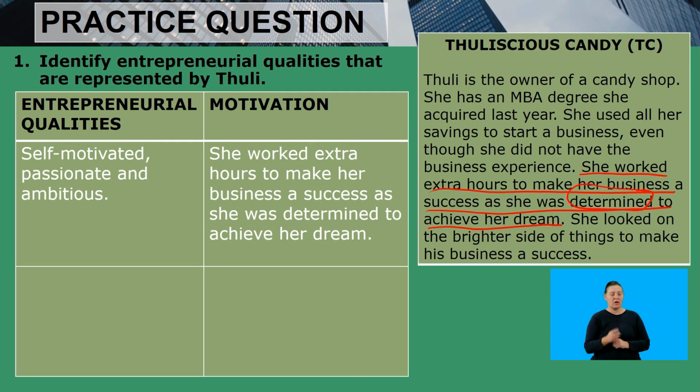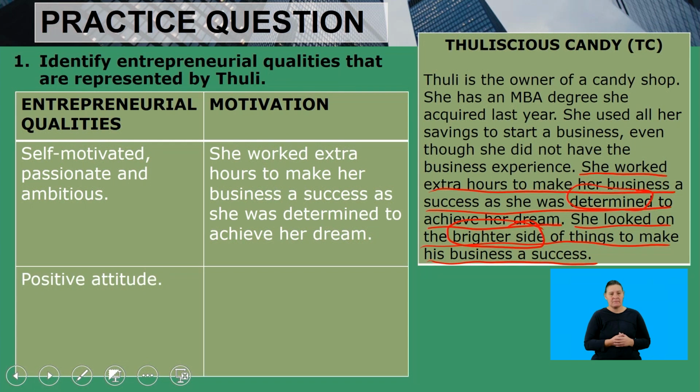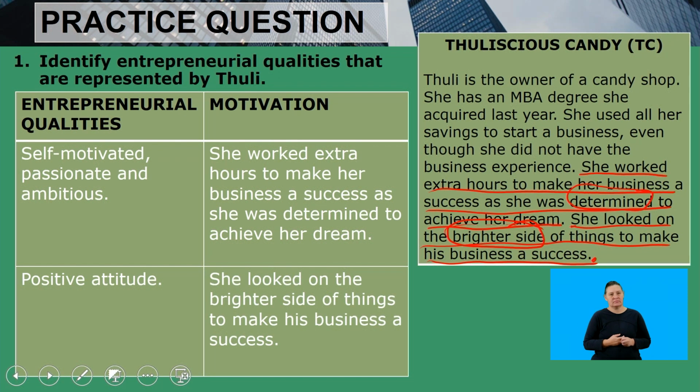Now, let's move on. The last sentence says, she looked on the brighter side of things to make her business a success. So obviously, this looking at the brighter side of things simply shows us that Tuli was optimistic. So the entrepreneurial quality there would be a positive attitude. Why are we saying that? It's because she looked at the brighter side. So you would copy the sentence from the beginning up until the end, as you can see.